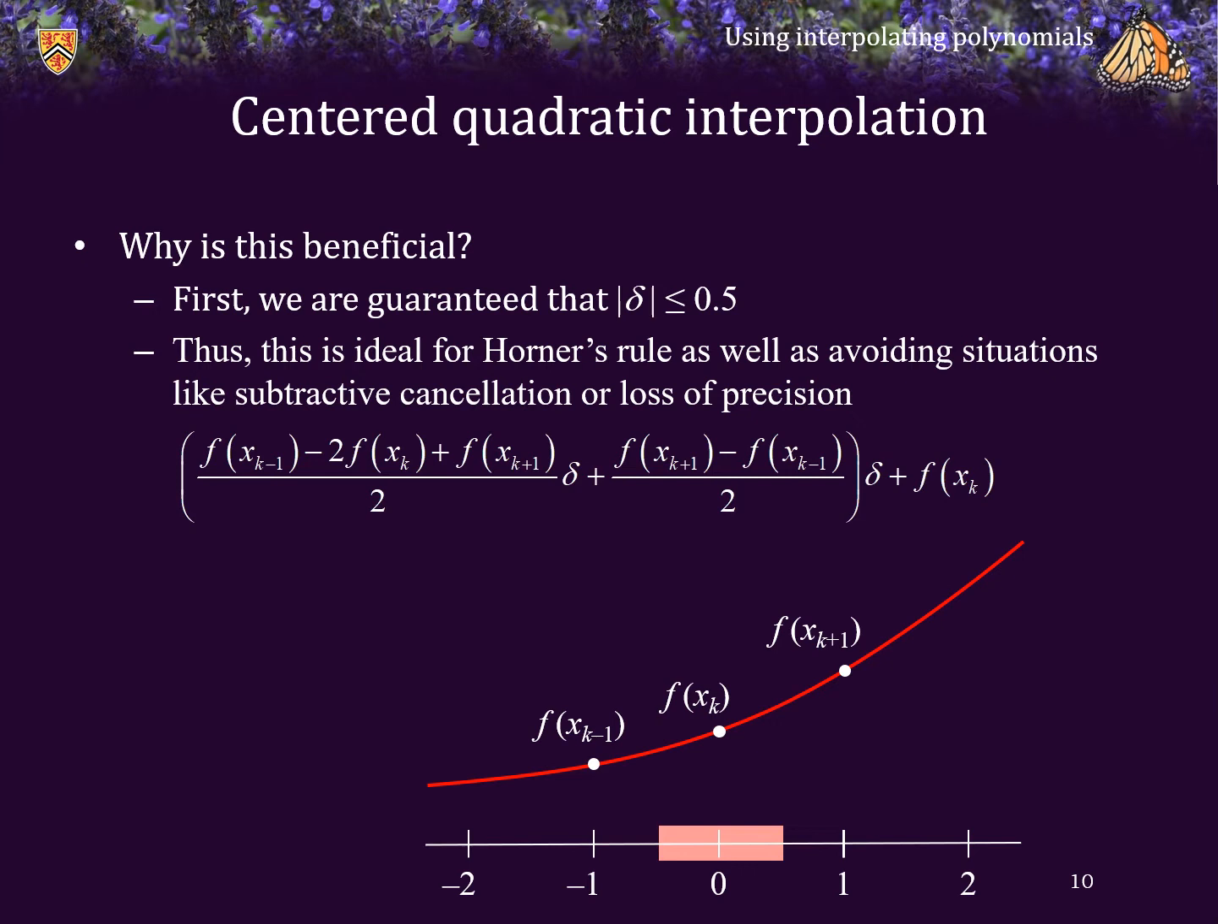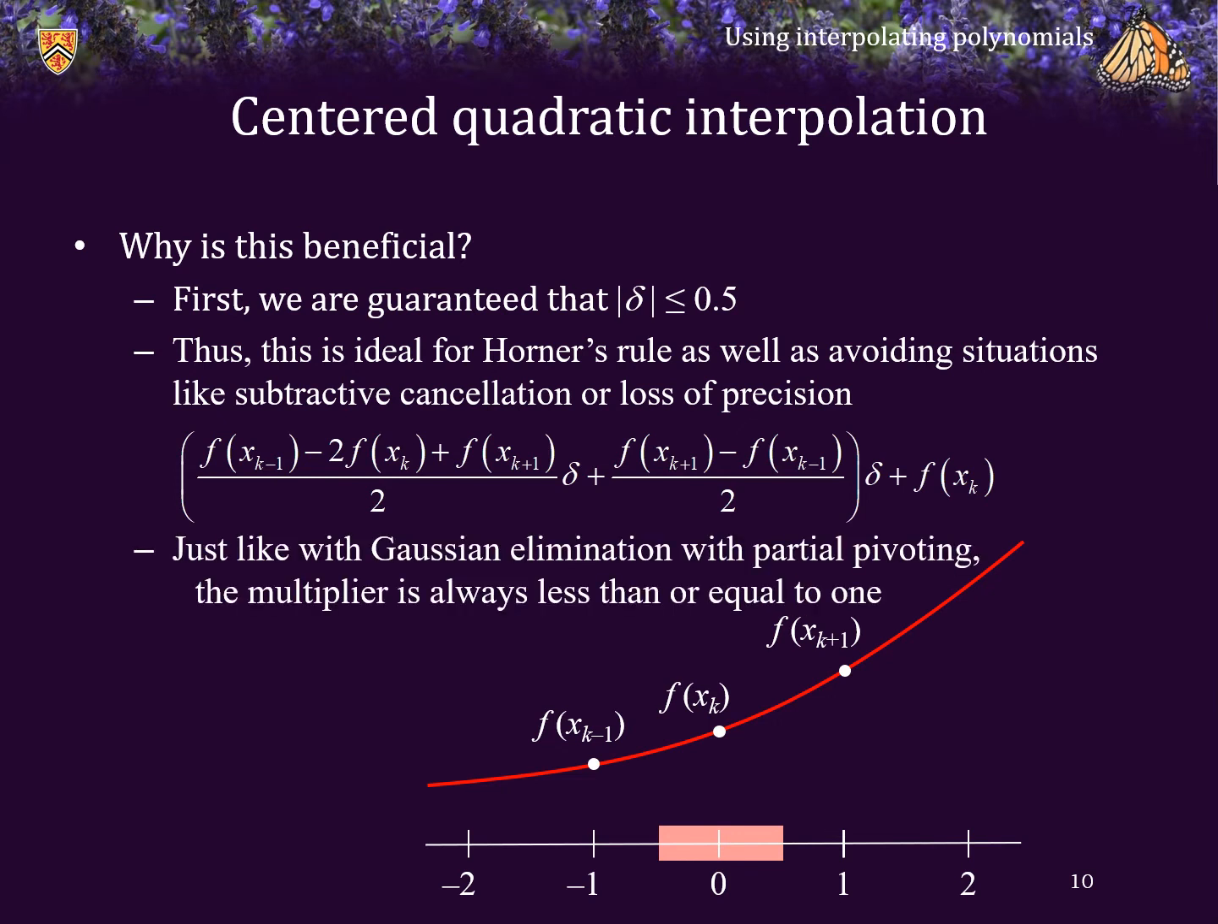Because notice what's happening. I've taken the previous polynomial and rewritten it in terms of Horner's rule. So first we have the coefficient a2, or the coefficient of delta squared, times delta plus the coefficient of delta, all times delta, plus the value of the function. Notice that each time we multiply by delta, just like with Gaussian elimination, we are multiplying by a value that is less than or equal to 0.5 in absolute value.